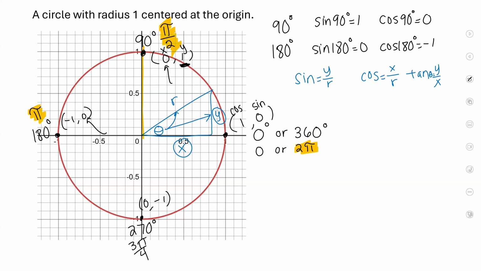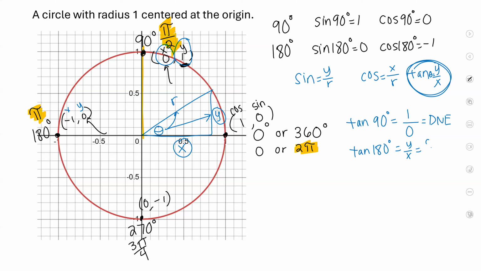So guys, if I continue with this definition of tangent, what is tangent of 90? Y is 1. Your x is 0. So what is it? Undefined. It does not exist. So tangent does not exist at 90 degrees. Let's see what tangent of 180 is. Here, this is your y value and your x value. Yes, so it'll be y over x, which is 0 over -1, which is 0.